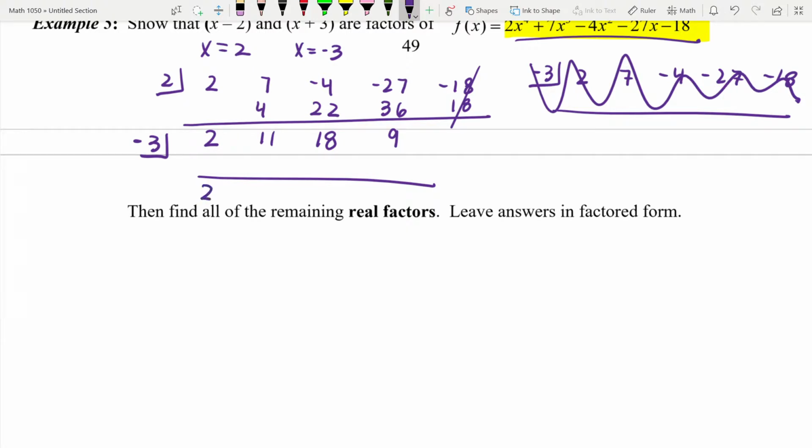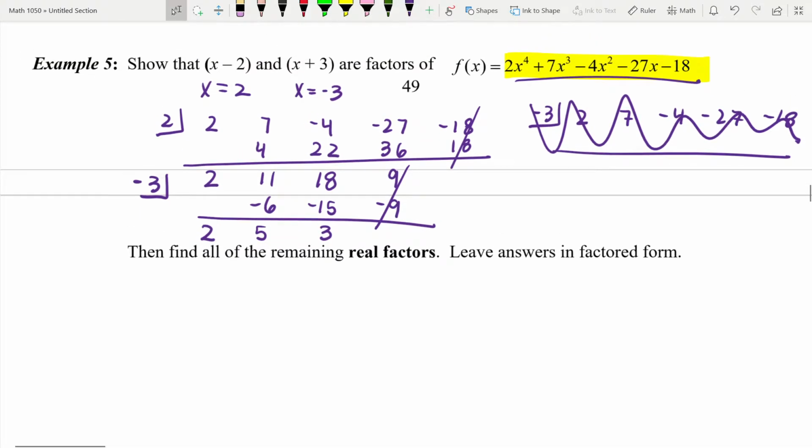So the 2 comes right down. 2 times negative 3 is a negative 6. 11 subtract 6 is 5. 5 times negative 3 is negative 15. 18 minus 15 is 3. 3 times negative 3 is negative 9. And I'm feeling so confident. Okay? So I've shown that those are factors.